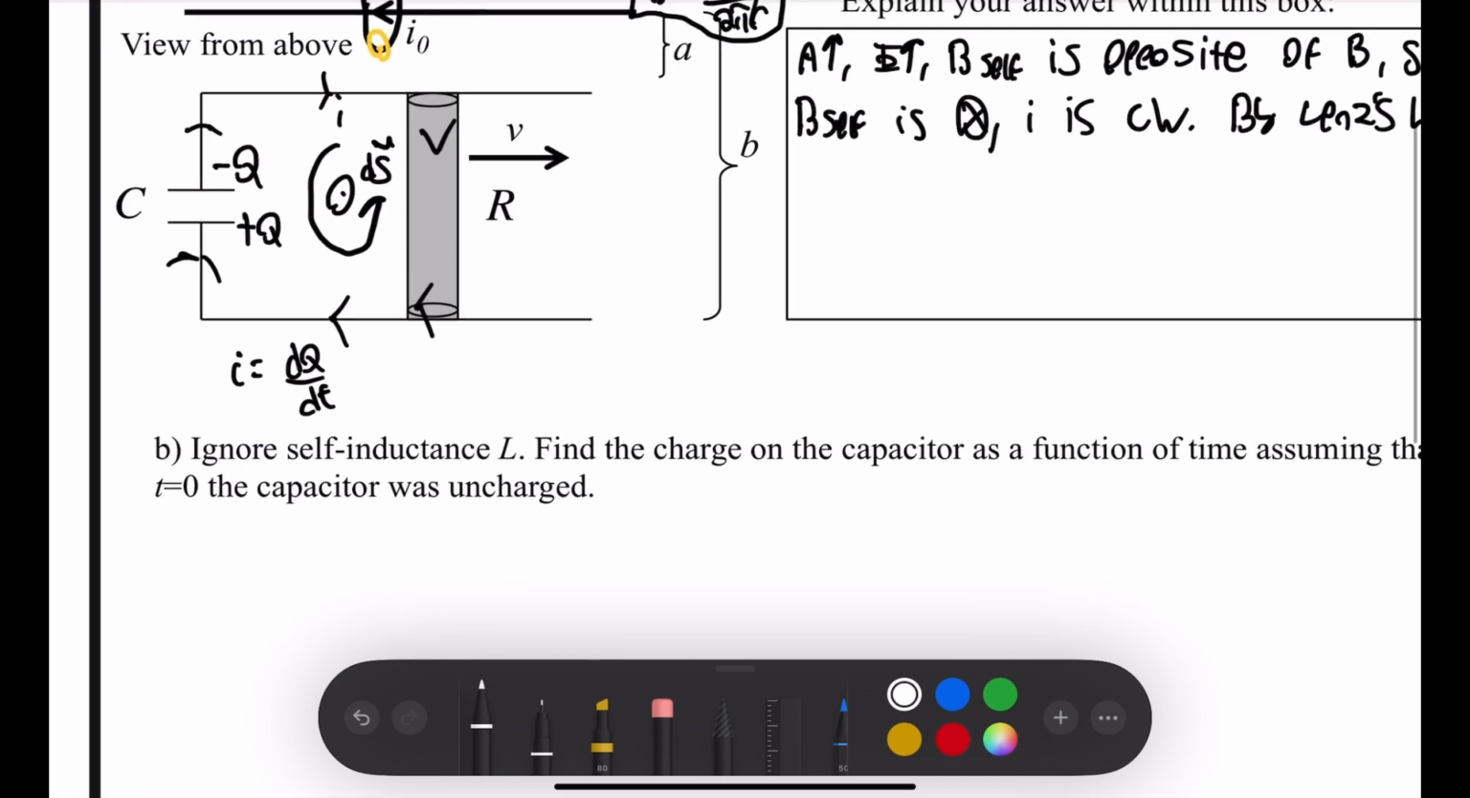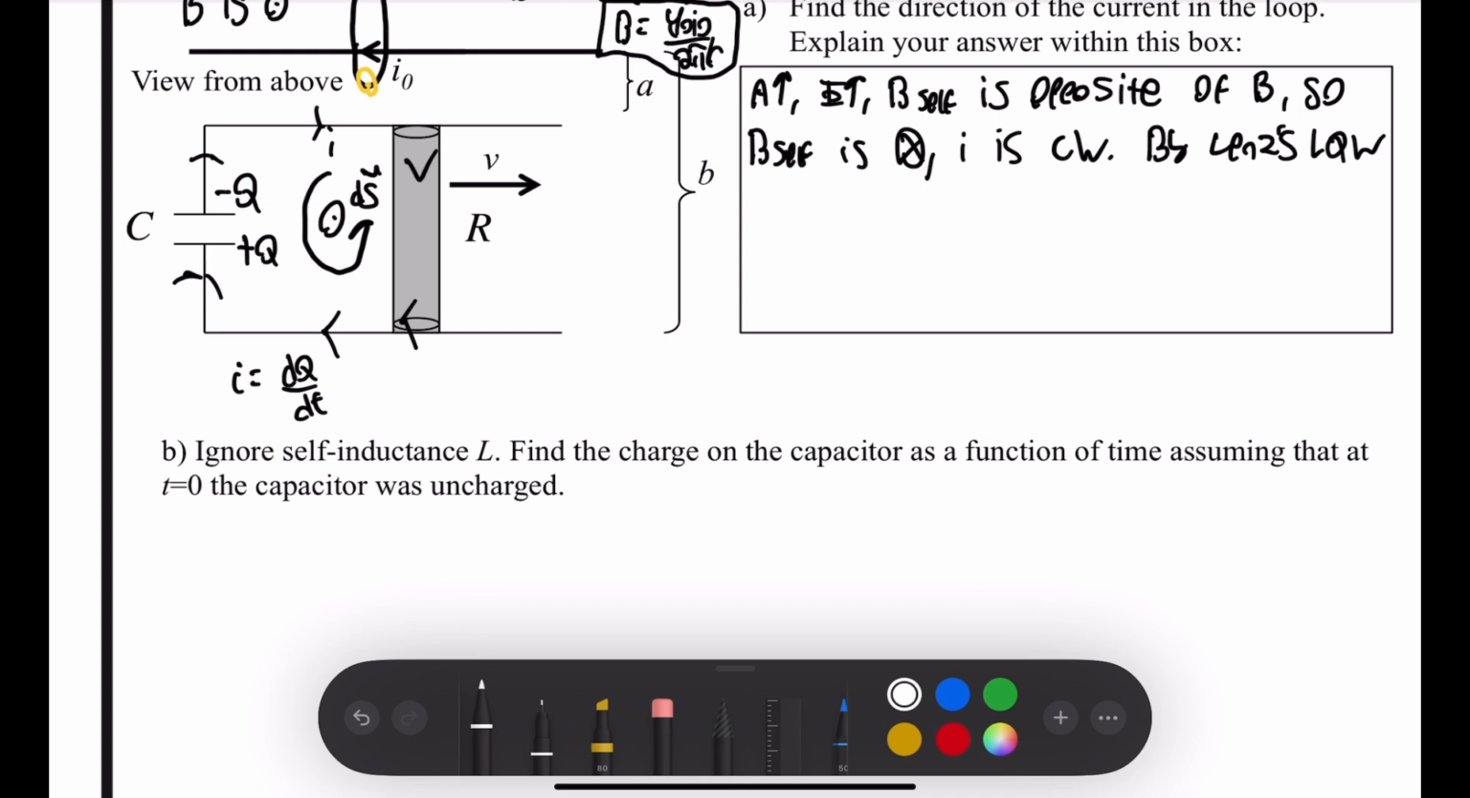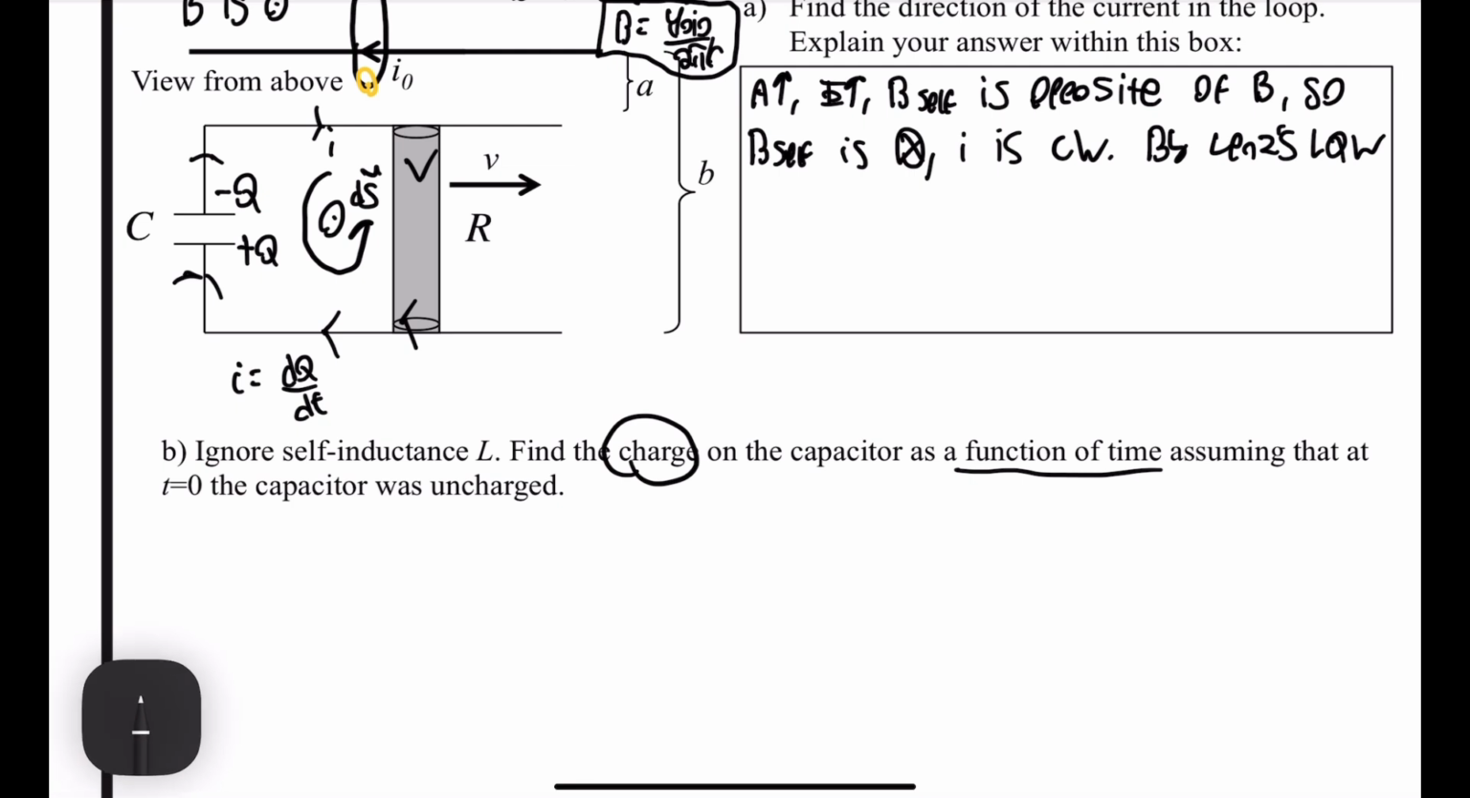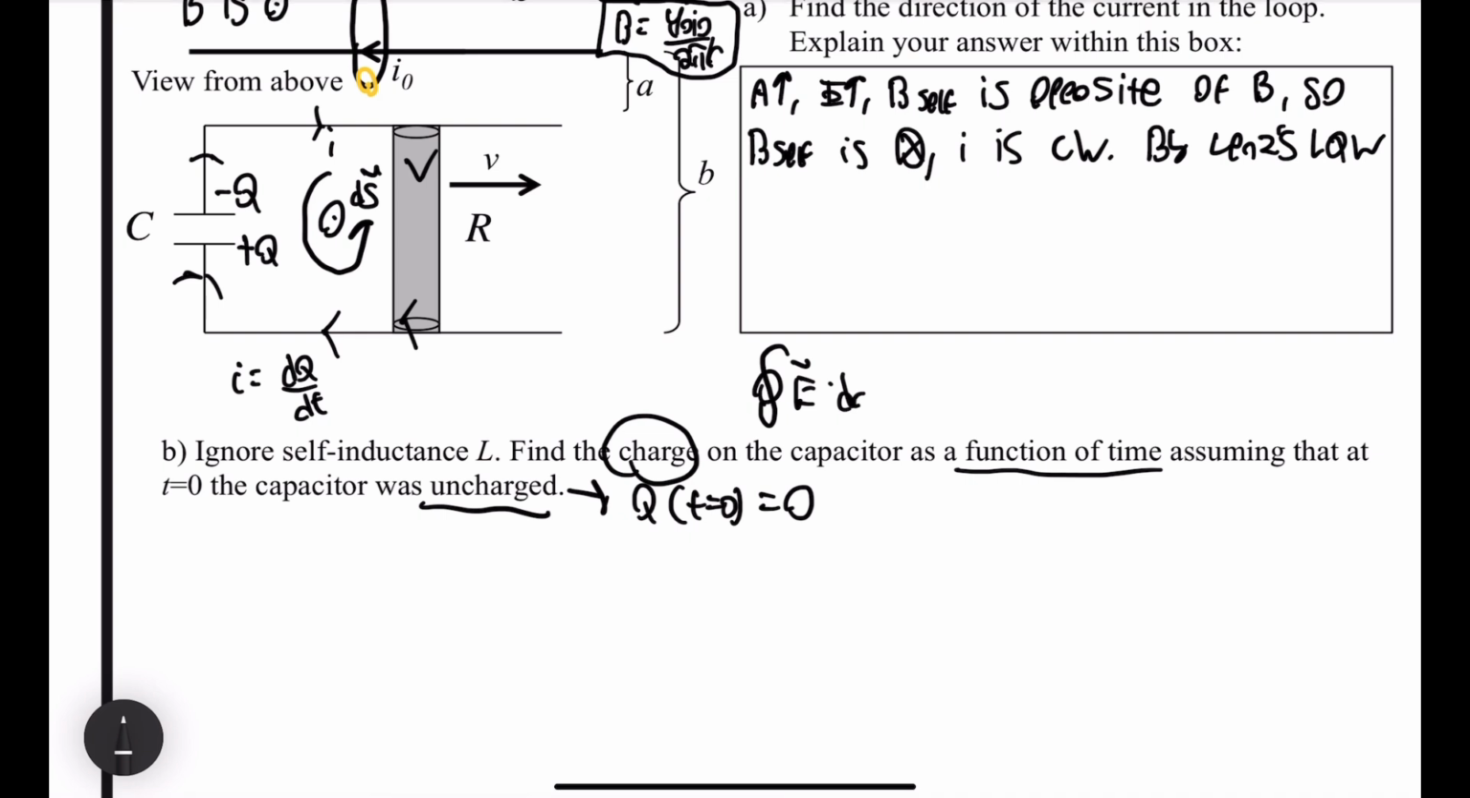So now part B is saying, ignoring self-inductance, find the charge on the capacitor as a function of time when the capacitor was uncharged. So that'll be our initial condition, that it's uncharged. So this is saying that Q at t equal to 0 is equal to 0. And for this one, we're going to use Faraday's law. So the closed loop integral of V dot dr is equal to the negative partial with respect to time of the magnetic flux, B dot ds. So let's start by finding the flux.